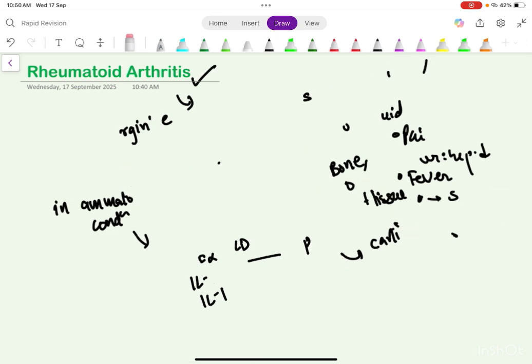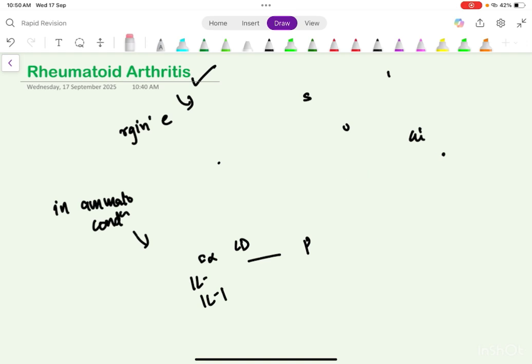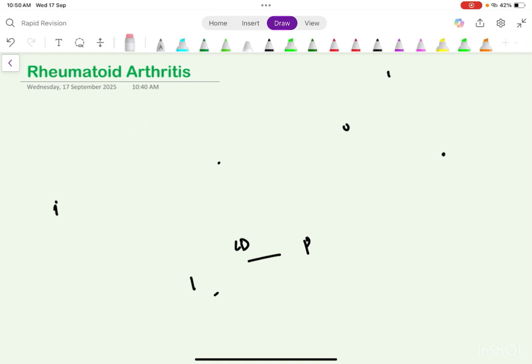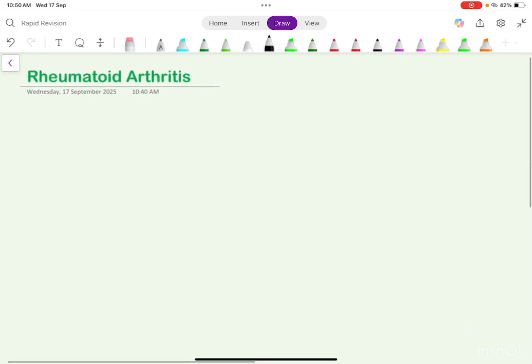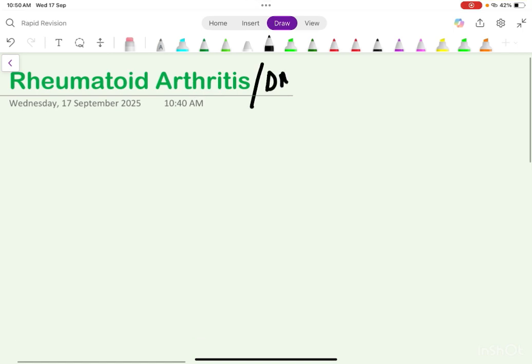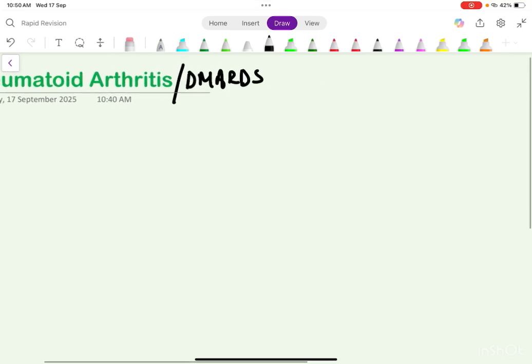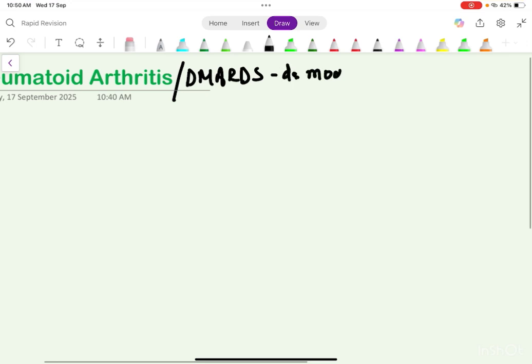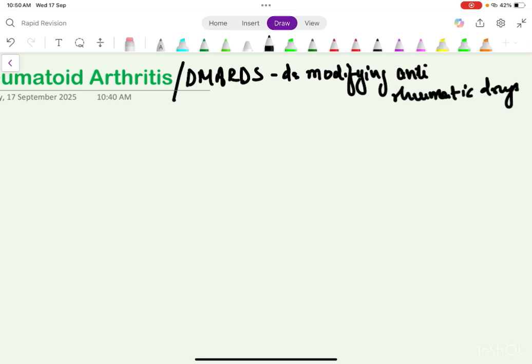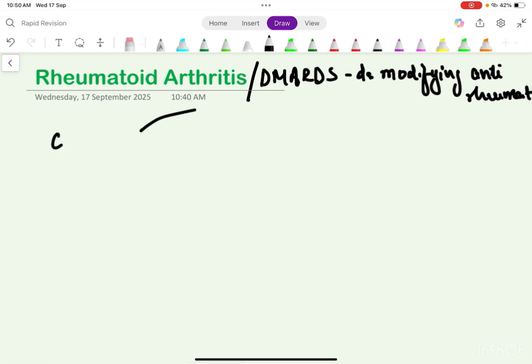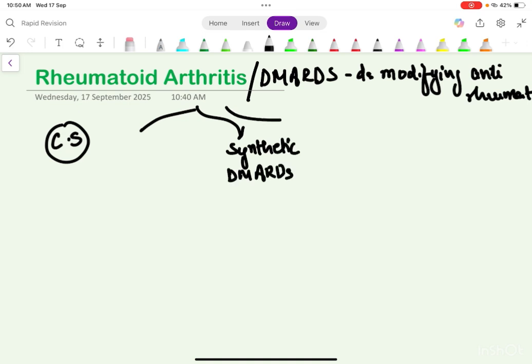Now we'll go through the drugs that are used to treat rheumatoid arthritis. There's a term that they usually use in the exam also, that you should know. It's called DMARDs. All the drugs for rheumatoid arthritis are called DMARDs. What does DMARD stand for? It stands for disease modifying anti-rheumatic drugs. Now let's talk about the first category. We have corticosteroids, then second we have synthetic DMARDs, and then you have biologic DMARDs.